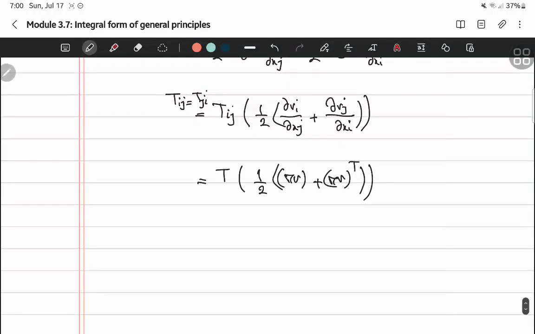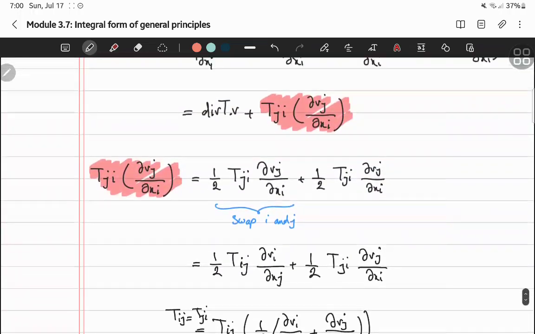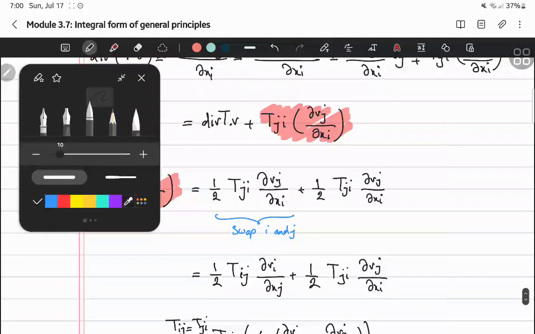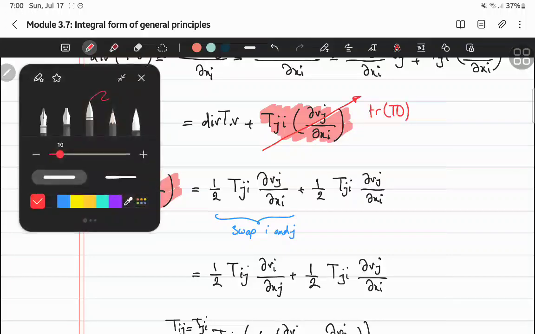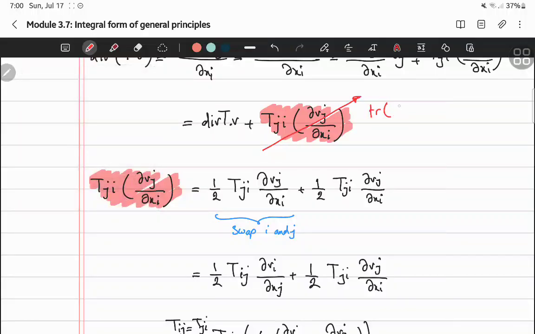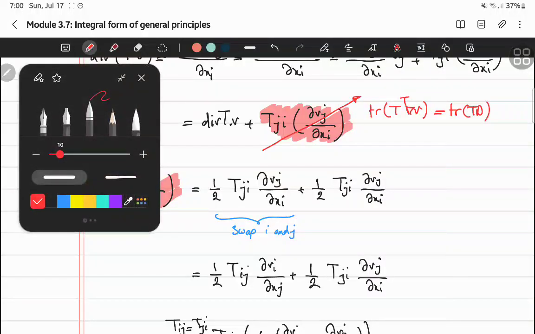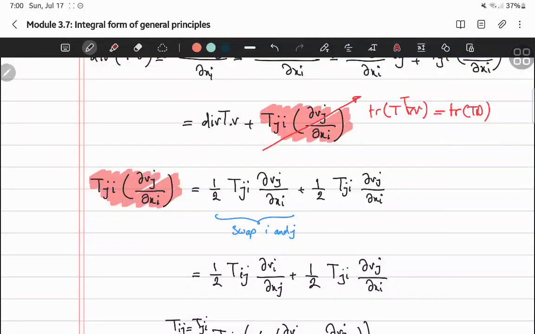transpose, which is the symmetric part of the velocity gradient, which is D. So this is equal to the trace of t D. So this is the trace of t D. Or we can write this as t transpose del v, or trace of t D. All right.